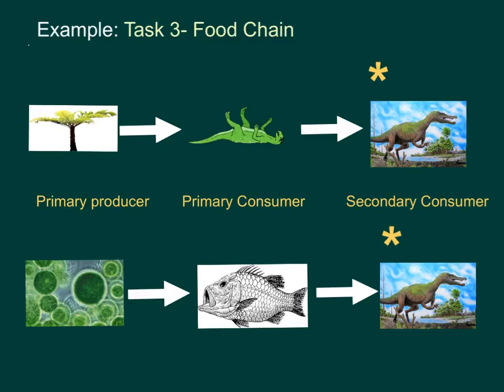Now, we also believe that baryonyx was a fish eater, so you could also have algae being eaten by fish, and then this baryonyx eating this fish. But the same relationships exist in that the algae is a primary producer, the fish is a primary consumer, and you, the baryonyx, being a predator, is a secondary consumer. So your food chain should look something very much like this and or this.